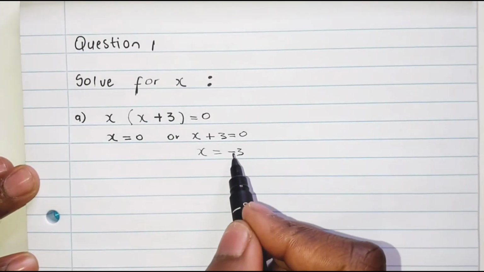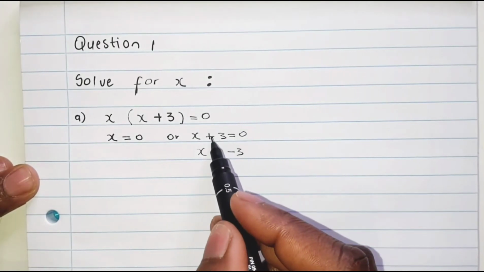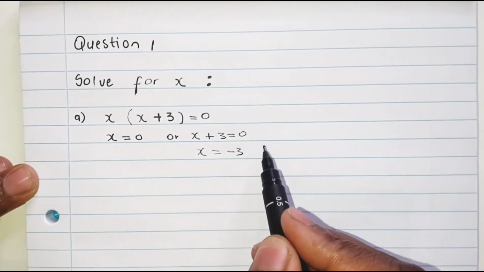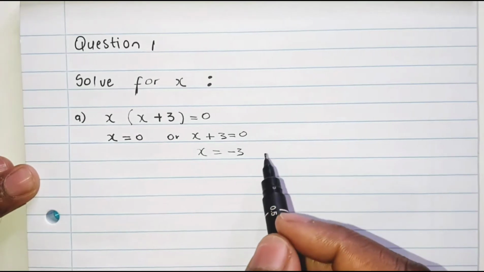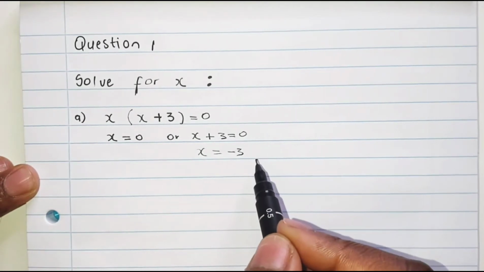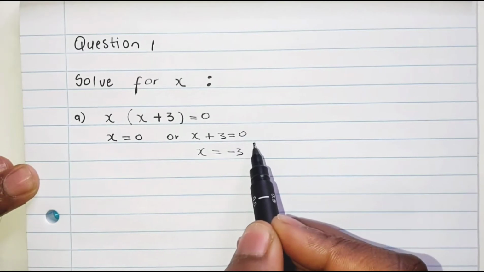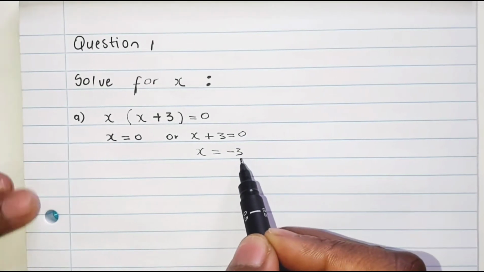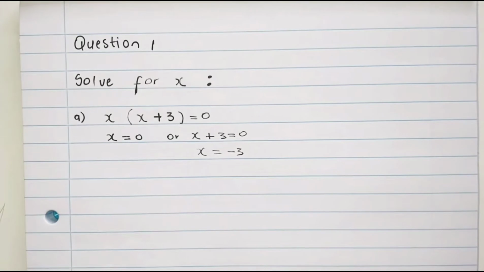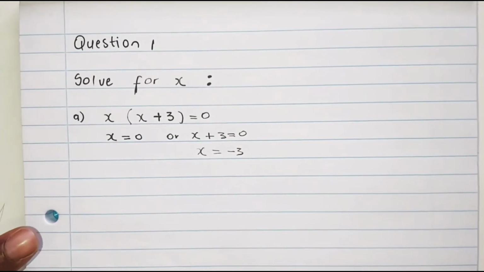The reason why it's negative is because anything that goes to the right hand side is going to change. Here it's positive; when you get to the right hand side, it's going to be negative. So yeah, there we are with our first problem. Now we're going to move to B.